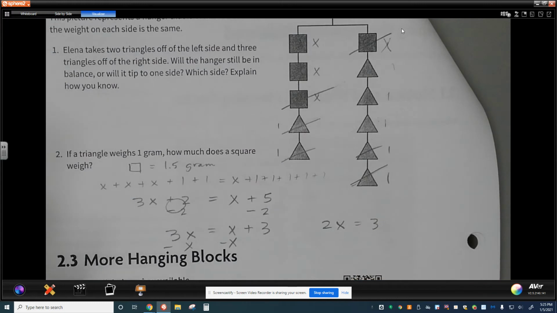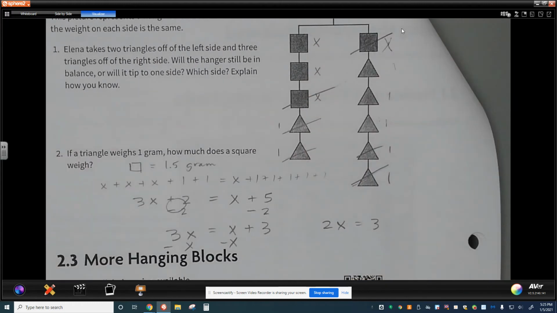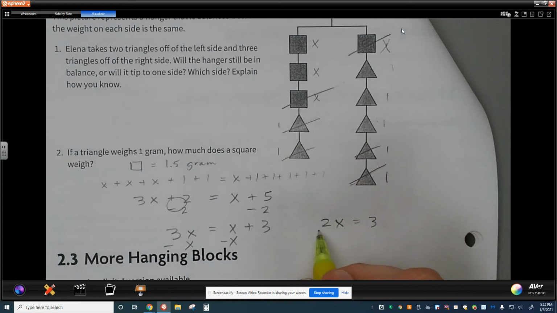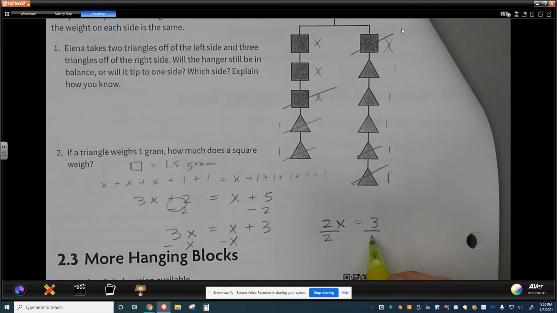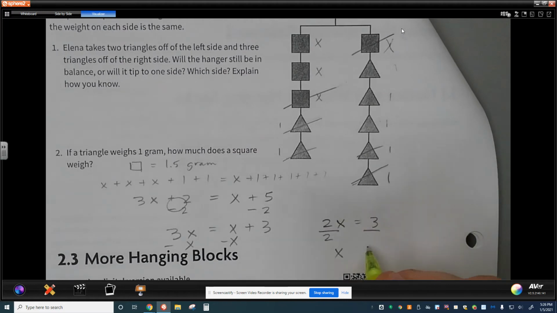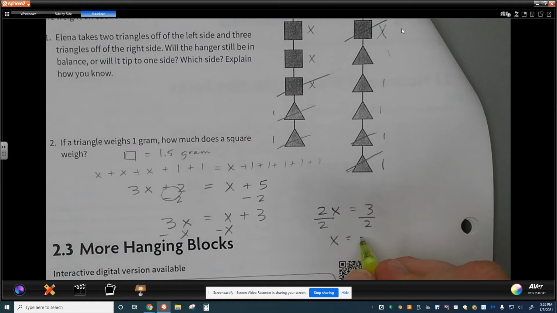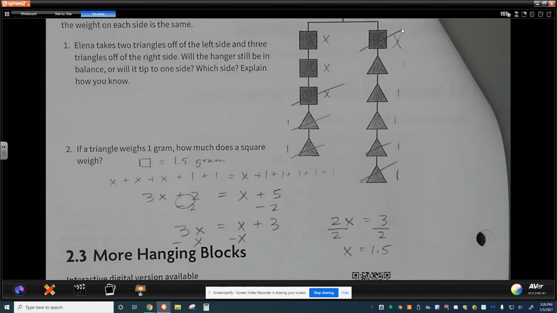And then my last piece is just to compare the squares to the triangles. And as I said earlier, I have 2 squares that are unknown. If I divide those 2 squares, so I just get 1 square by itself, and I equally divide by 2 on the left side, I find out I have 3/2 of a gram, or 1 5/10 for x, making my 1 square weigh 1 5/10 grams.